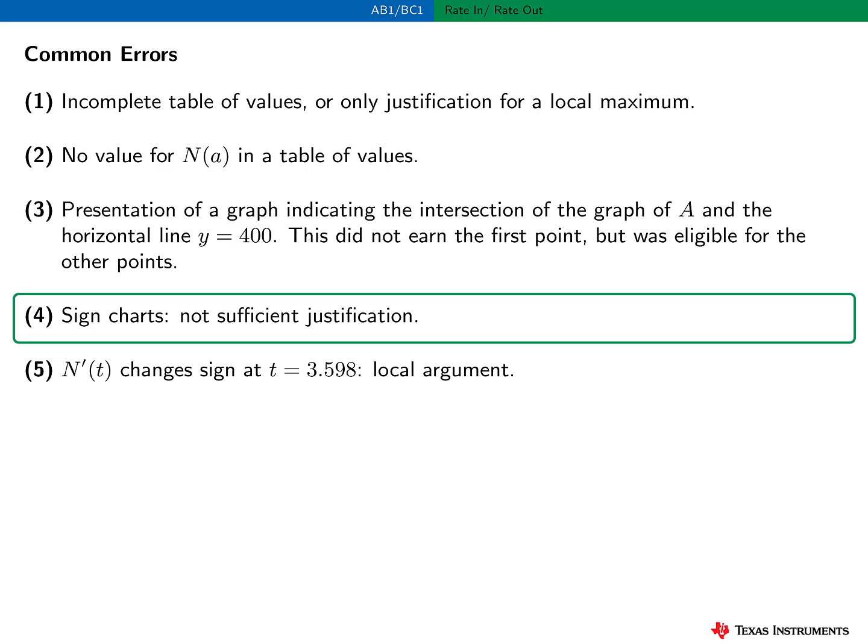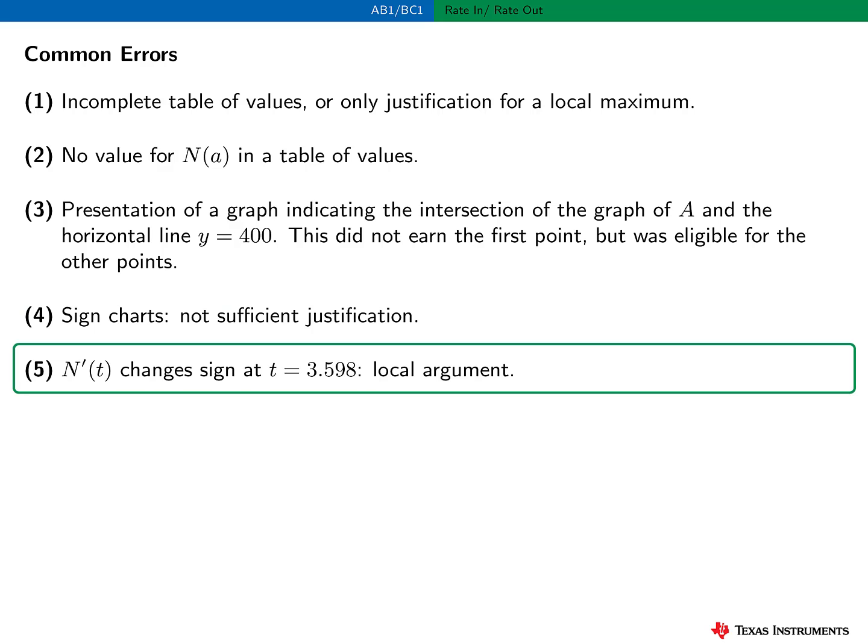Some responses relied on a sign chart solely for justification. But remember that a sign chart is not sufficient justification. The response must interpret the chart. And finally, here's a typical statement that indicates a local argument and therefore insufficient justification.